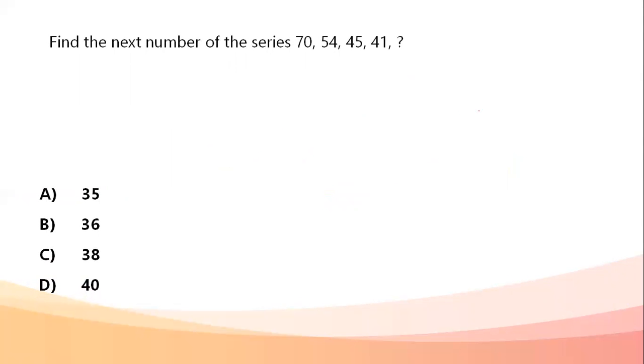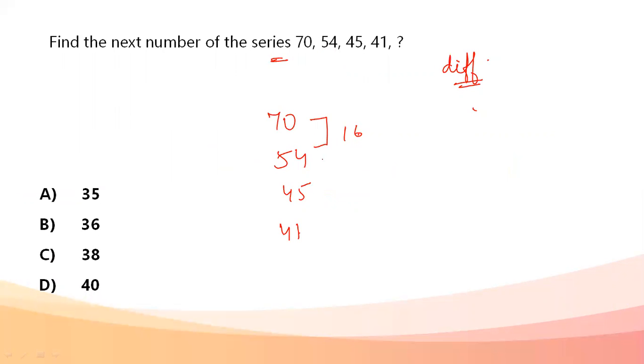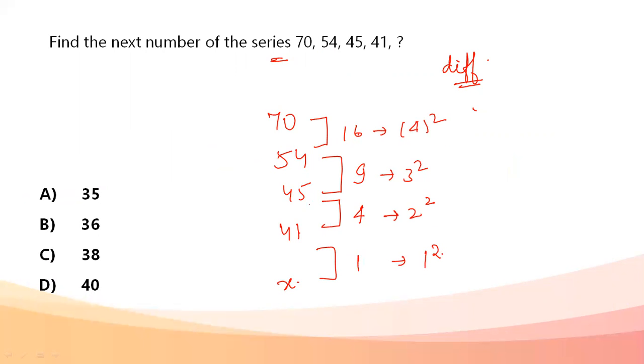Find the next number of the series. Next number of the series 70, 54, 45, and 41. First thing that we always do is look for the difference between the numbers, if the differences are in AP or GP or anything of that sort. 70 minus 54, difference is 16. 54 minus 45, difference is 9. Here difference is 4. Seems something like square, so I can write as 4 square, 3 square, 2 square. According to the series, whatever the number here would be, let's say it is x, difference would be 1, that is 1 square, so that my series gets completed.